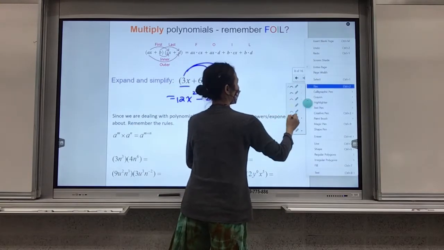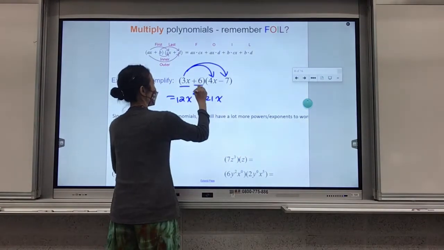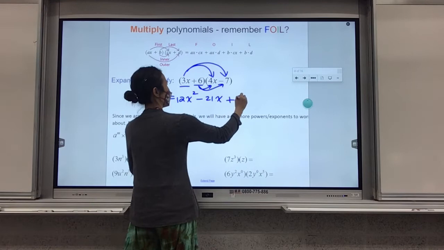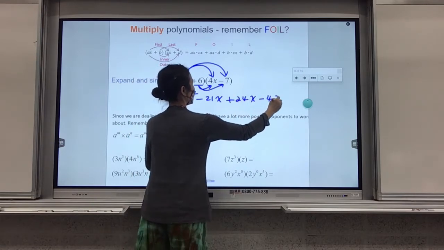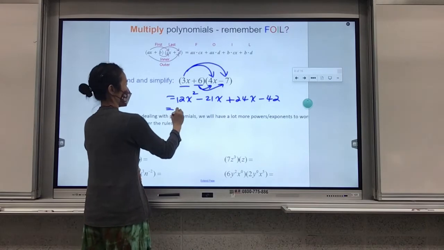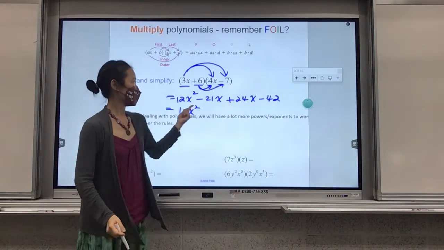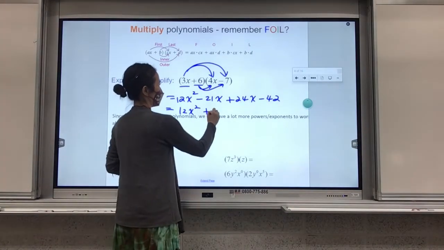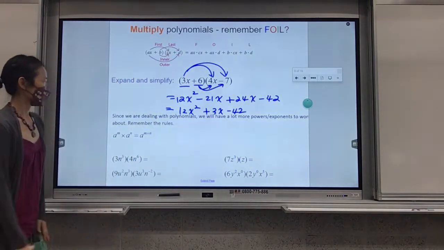Second term from the first part is going to multiply. So plus 24x minus 42. So 12x squared. These are the like terms. Combine. Alright. Simple, simple.